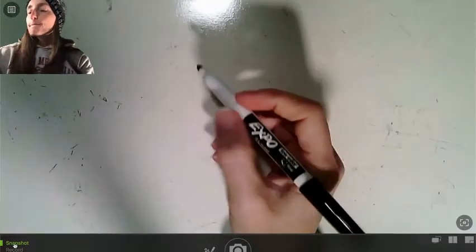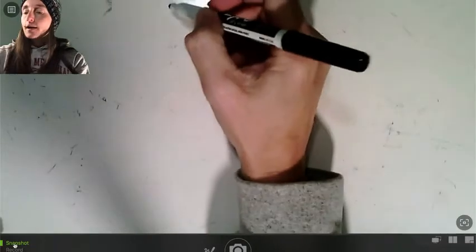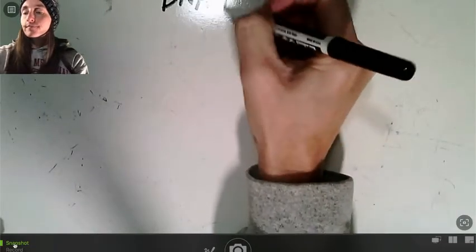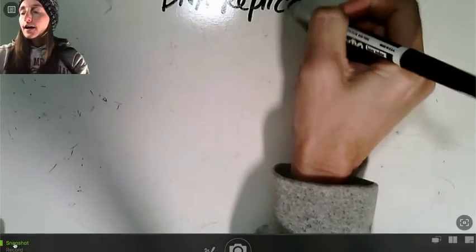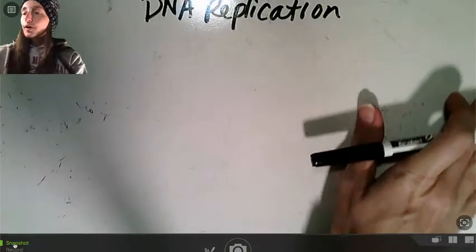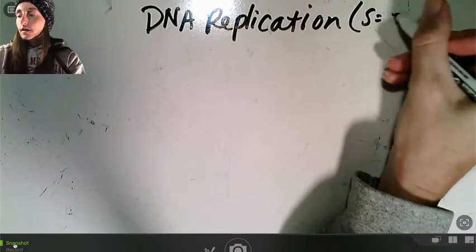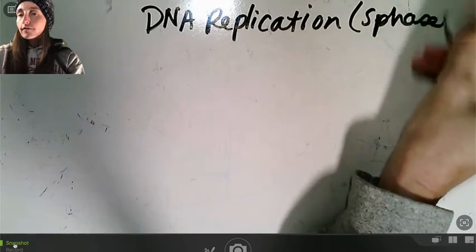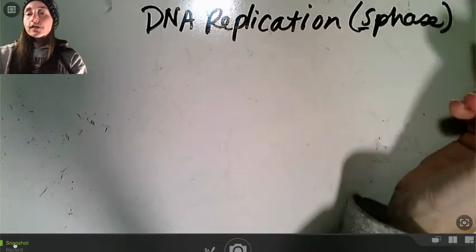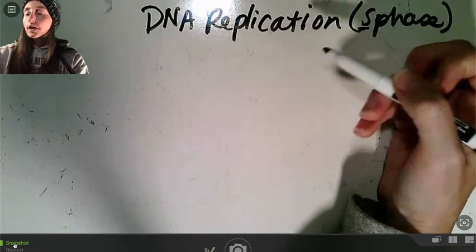In the S phase, this is DNA replication, and it's making a copy of itself. The S itself stands for DNA synthesis. I'm going to write S phase here. If you want to write in your notes that S is for synthesis, you can. That's completely up to you.